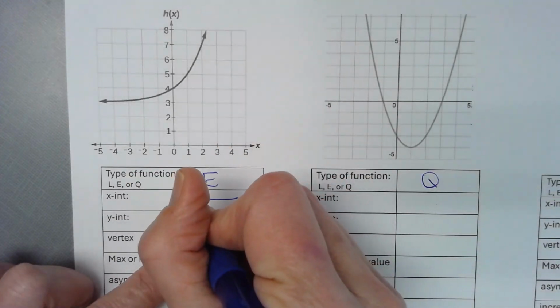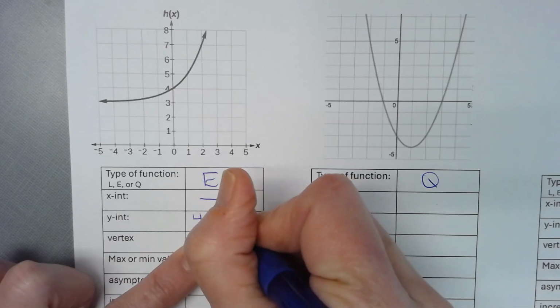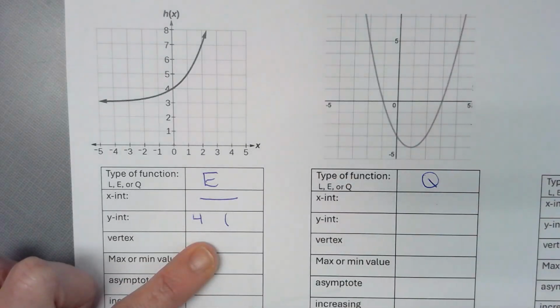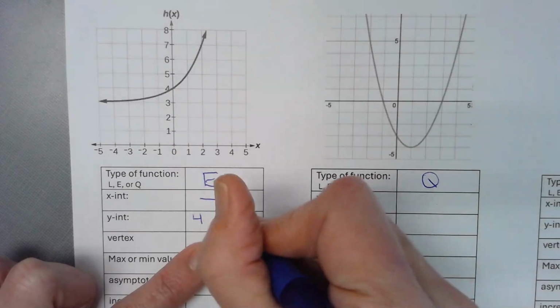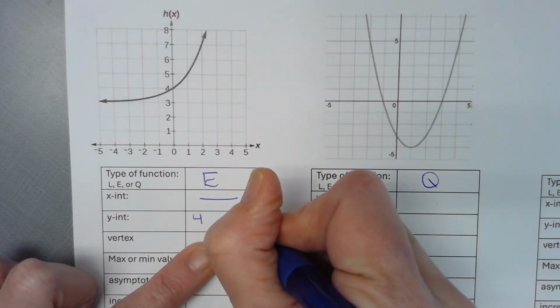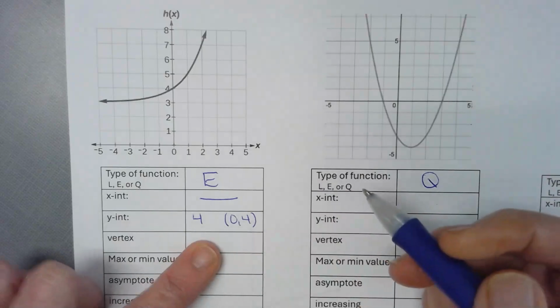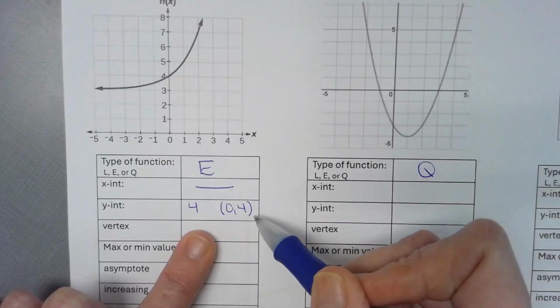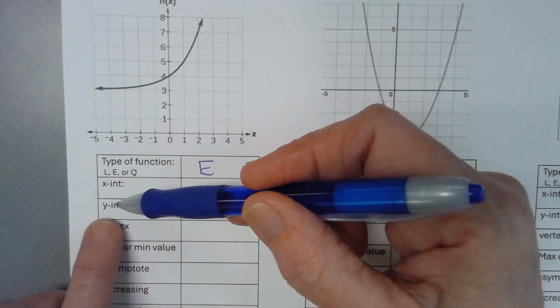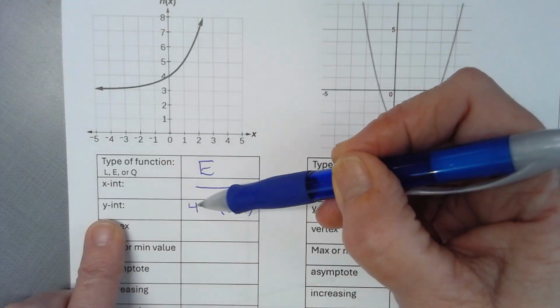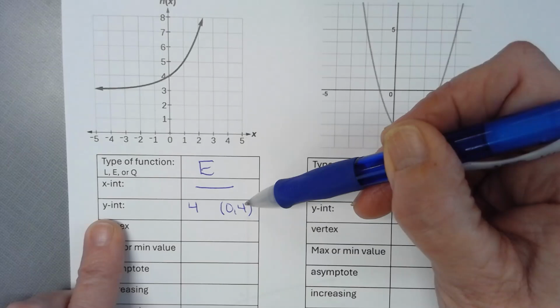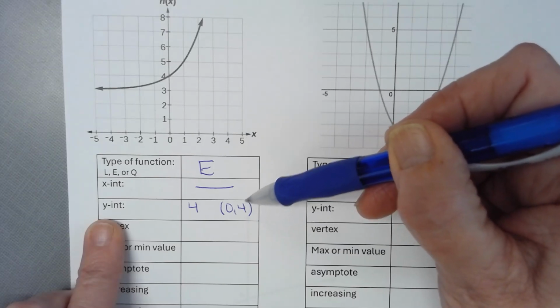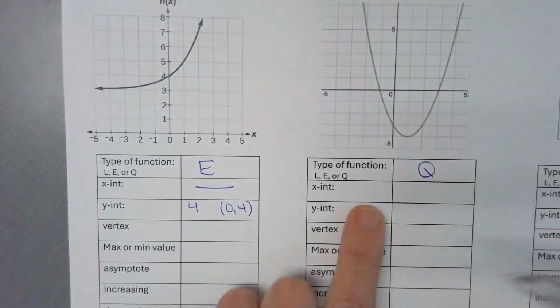Y-intercept is 4. And also remember, you can write the y-intercept as an ordered pair, and that ordered pair would be 0, 4. How do we know where the 0 goes and where the 4 goes? Well, y'all, if it's a y-intercept, then the y-coordinate has to have the 4 on it, okay?